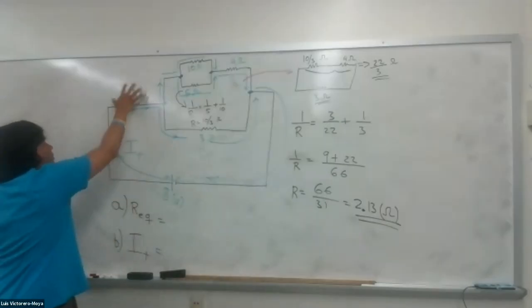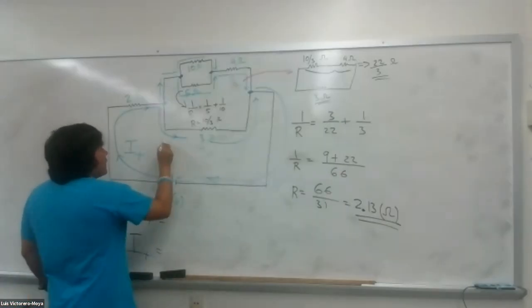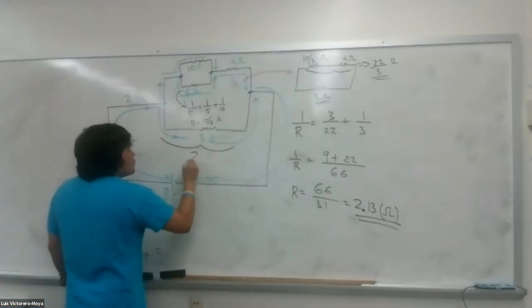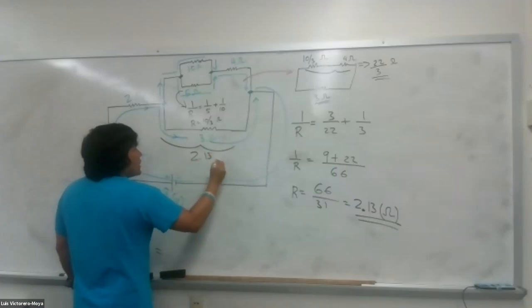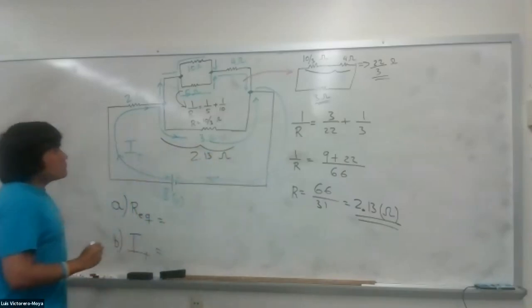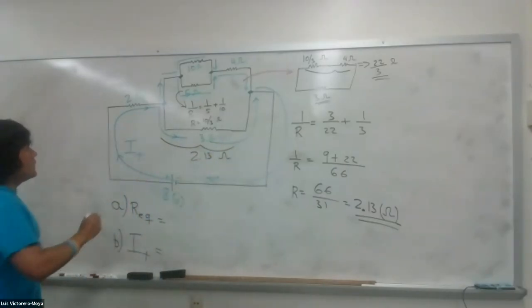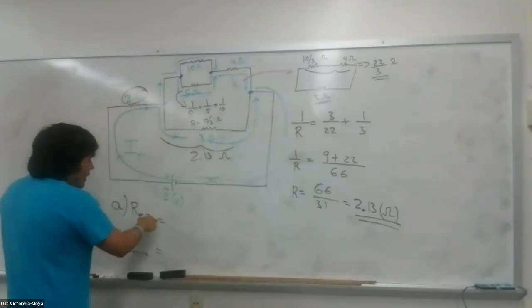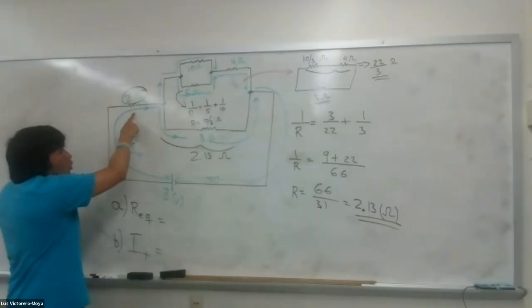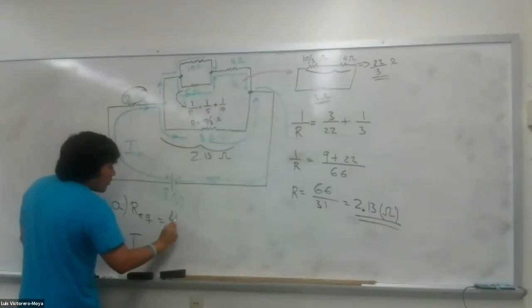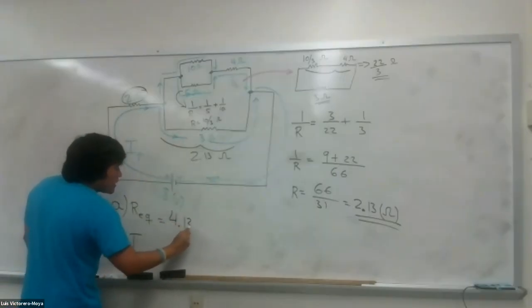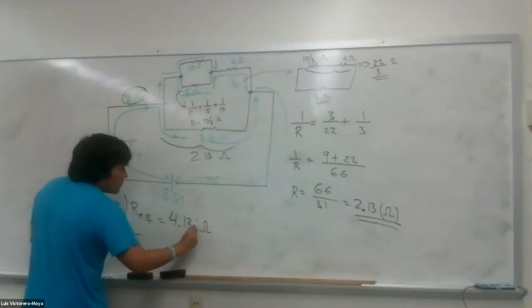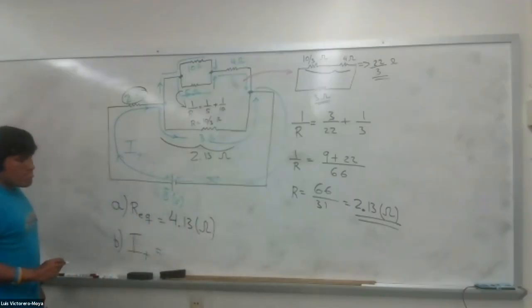But then I have 2 outside. So all this is 2.13 ohms. And this 2 is outside. So the equivalent resistance will be 2 plus 2.13, 4.13 ohms. So that's the value for the equivalent resistance then.